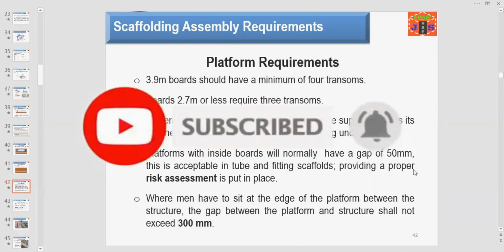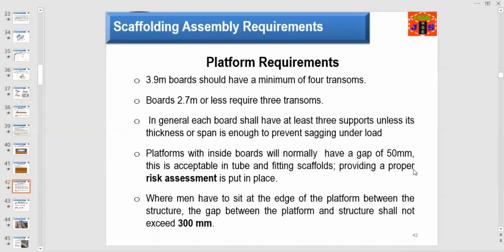Dear friends and colleagues, 3.9-meter boards should have a minimum of 4 transoms. Boards 2.7-meter or less require 3 transoms. In general, each board shall have at least 3 supports unless its thickness or span is enough to prevent sagging under load. Platforms with inside boards will normally have a gap of 50 mm.